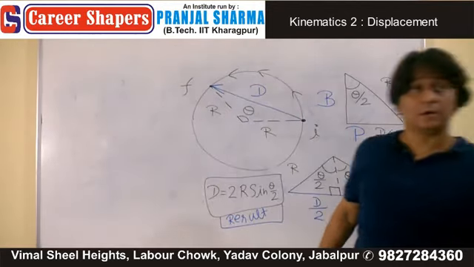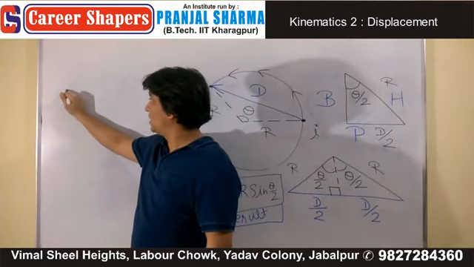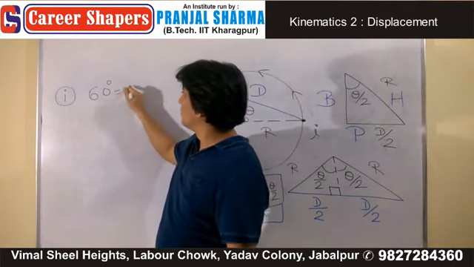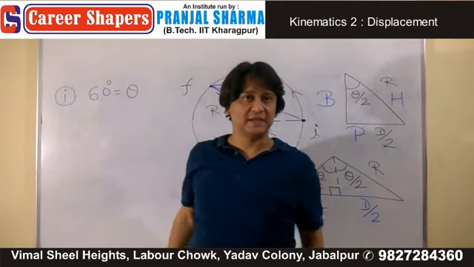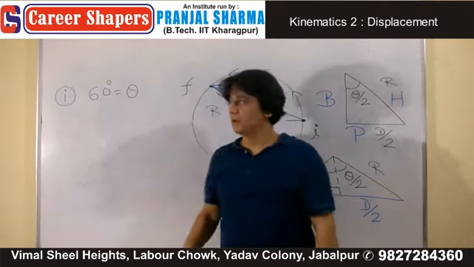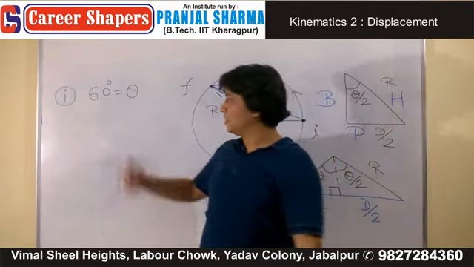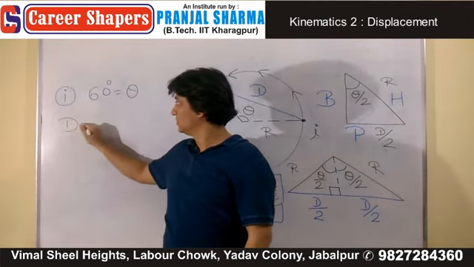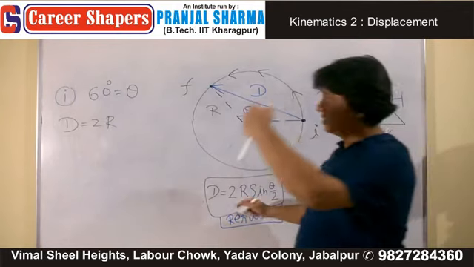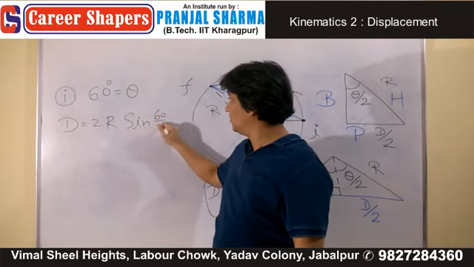What was the first part? First part was 60 degrees. That means theta was 60. If the question comes in NEET or JEE, you will not draw these figures and all. That is a waste of time. You will simply go for 2r sine theta by 2.